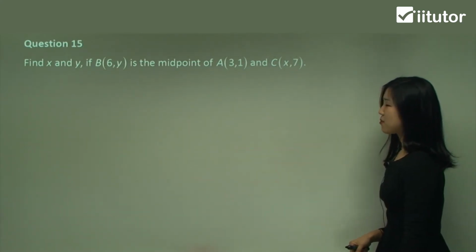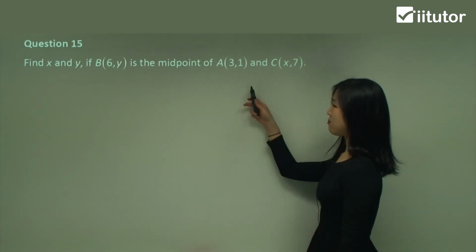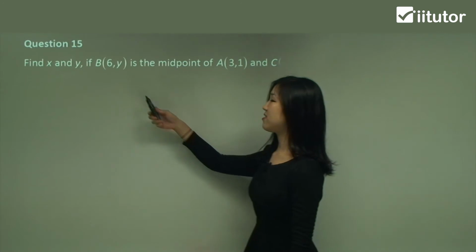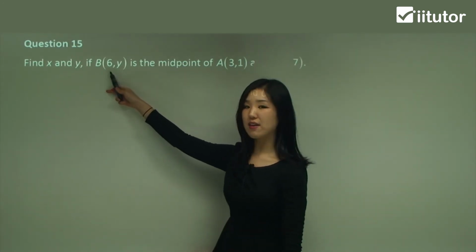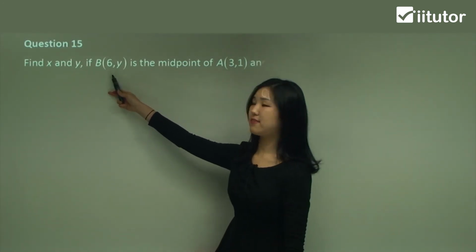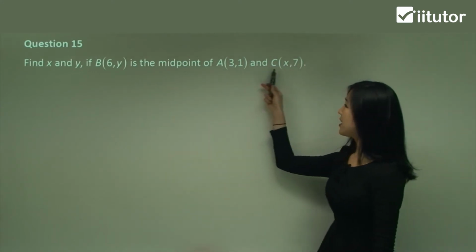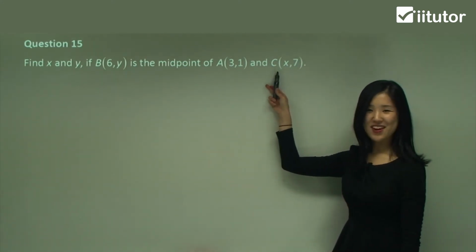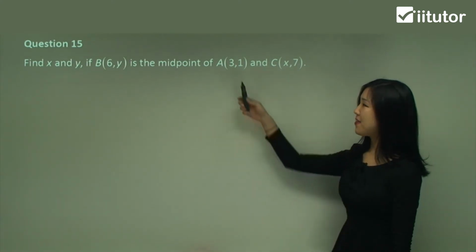Question 15, find x and y if B is the midpoint of A and C. Again, guys, this time they give you the midpoint, but only the x coordinate, which is 6. They don't give you the y. And here they give you the y coordinate of C, but not the x. And they give you what A is.